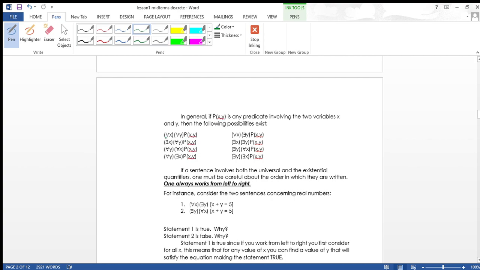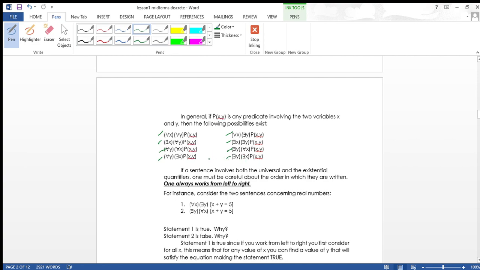We can have for all x, for all y in P(x, y), or we can have for all x there exists a y, or there exists an x for all y, there exists an x, there exists a y, for all x, there exists a y, there exists an x.